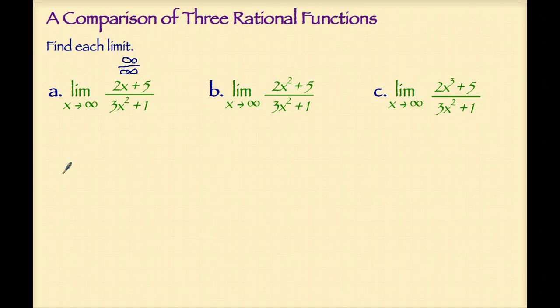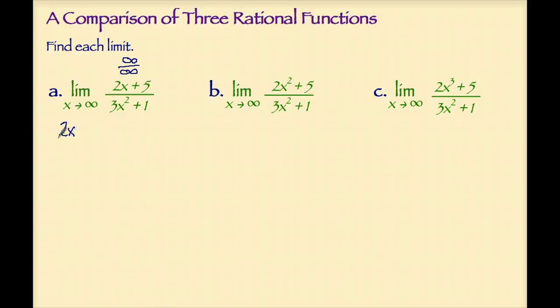Thus, we're going to use the algebraic technique that we saw before. Look at the largest degree variable from the denominator of the function. That is x squared. Let's rewrite our rational function dividing each term by x squared.